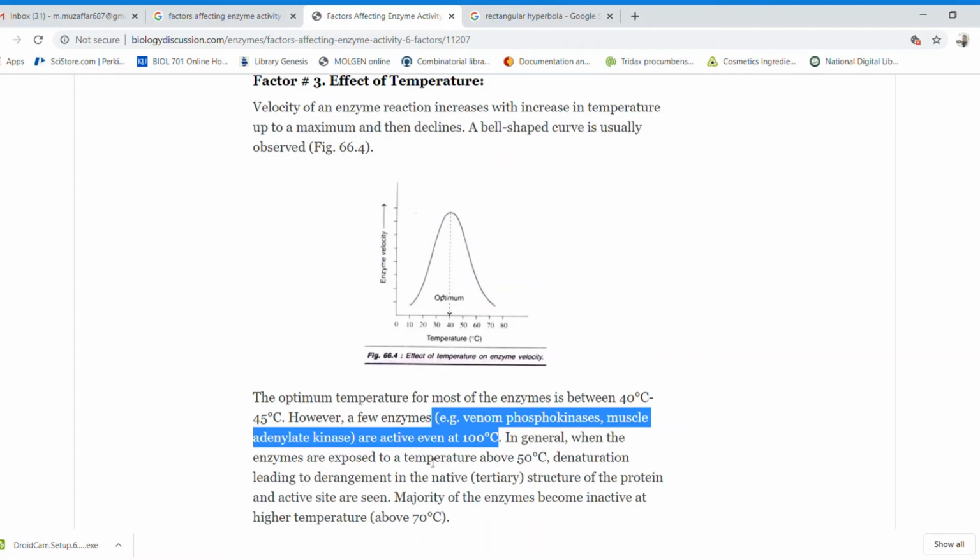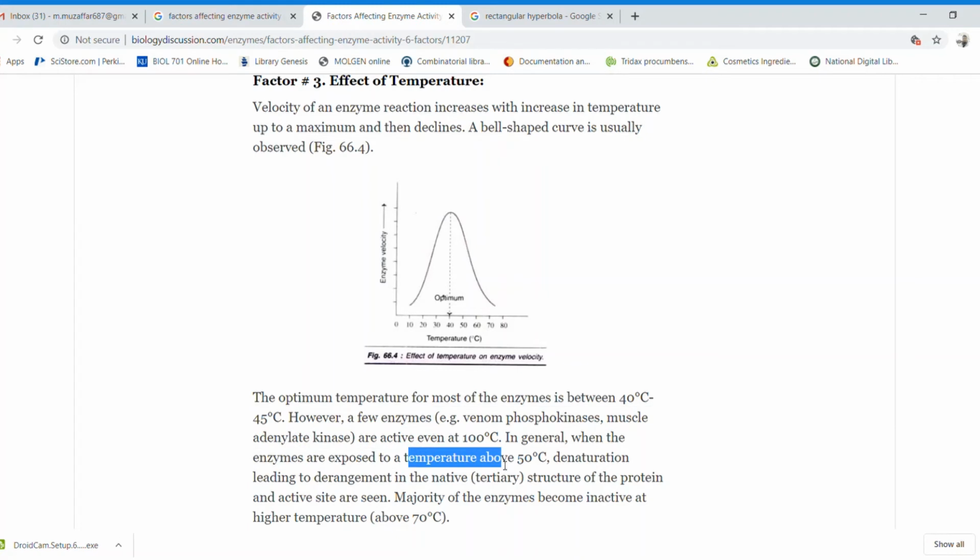In general, all enzymes exposed to a temperature above 50 degrees or beyond 45 degrees get denatured, leading to derangement in the native tertiary structure, that is denaturing of the protein.